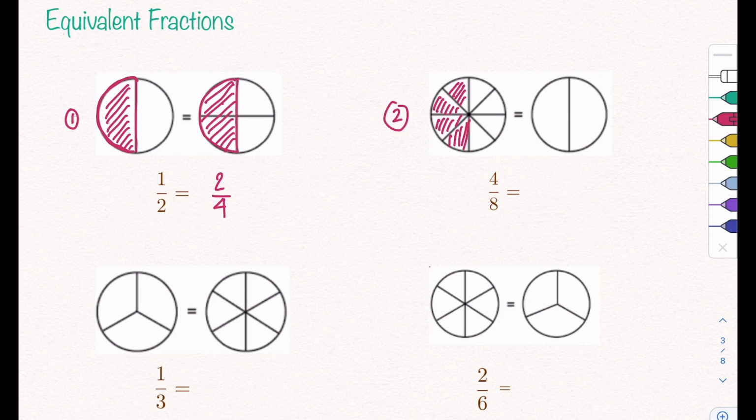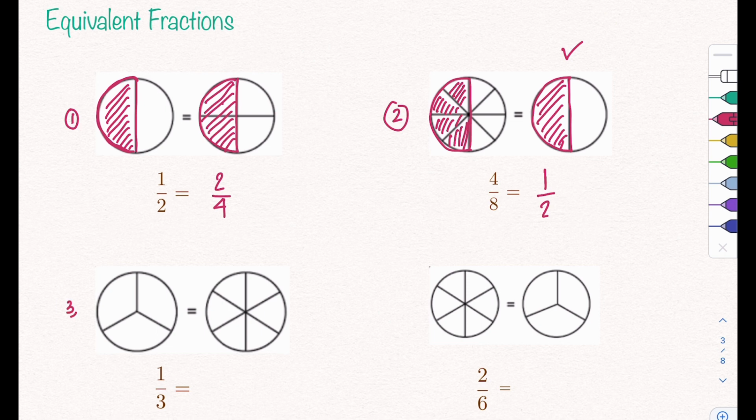And to make this an equivalent fraction, using the right circle right here, it is divided into 2 parts. So the denominator is 2. And to make this equal, we know that we've got to shade in this much to make it equal to the one on the left. And so this is 1 out of the 2. So that shows us that 4 over 8 is equal to 1 over 2.